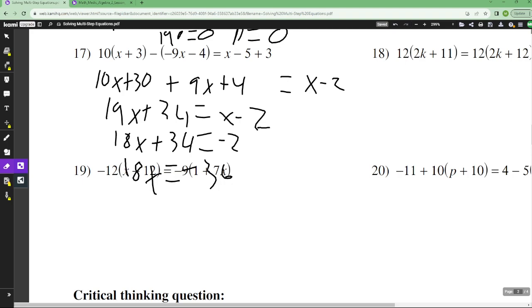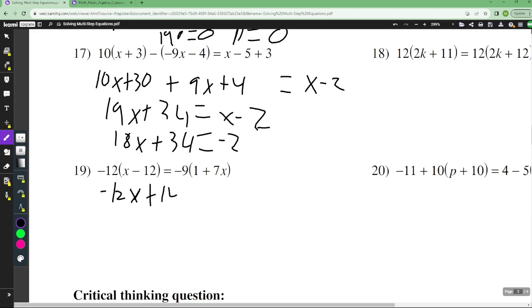So I'll erase this so it's not in our way for the next one. Normally you should write a little smaller. But now number 19, negative 12x minus 12, or minus 144, plus 144, 12x plus 144 equals negative 9 minus 63x. Now these are some bigger numbers, so we can use our calculator if we do need.